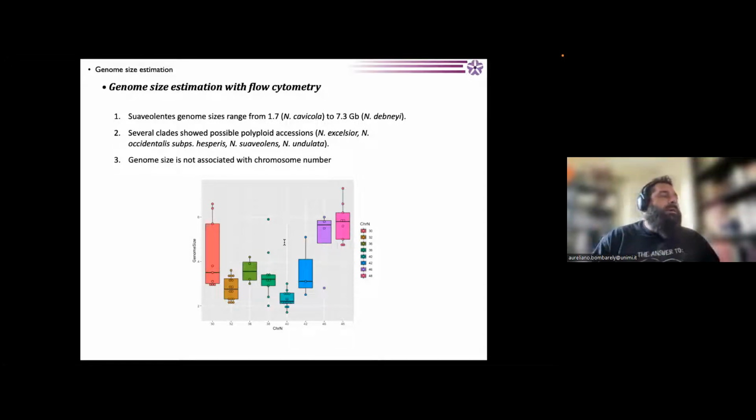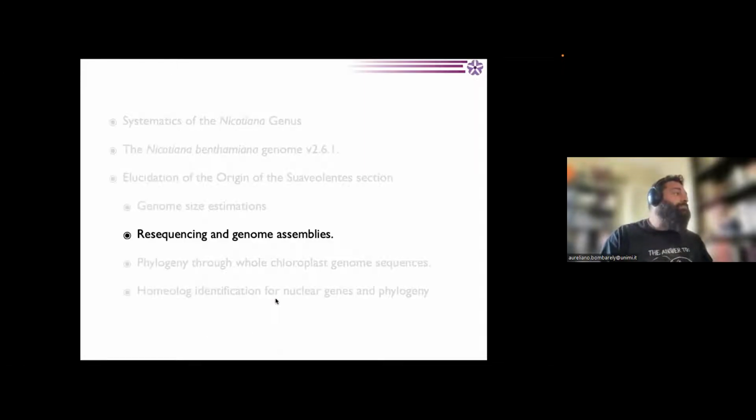And of course, we did some genome size studies associated with chromosome number, and we didn't find any association. Of course, the more chromosomes you have, the bigger your genome. But at some point you also have species that, even with 30 chromosomes, can still have quite big genome sizes compared with other ones. We did all this work as preliminary work before starting the sequencing, to more or less know how much we should sequence.